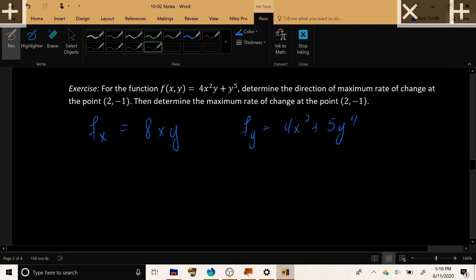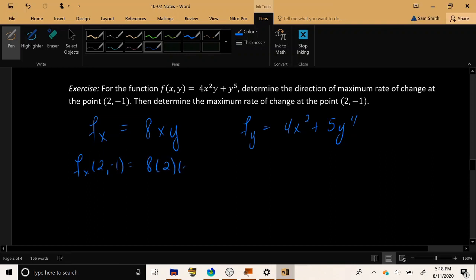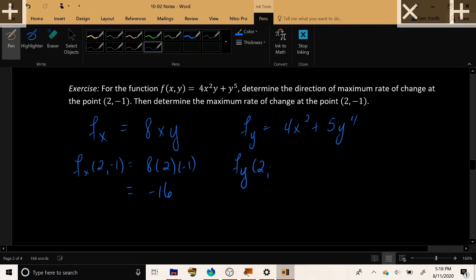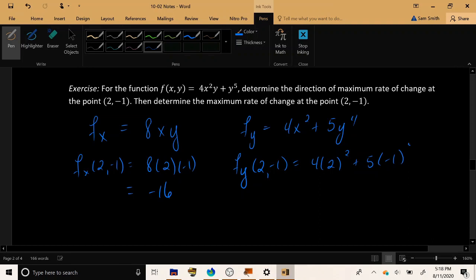And if we plug in the given point, (2, -1), then from the x derivative we get 2 times 8 times -1, which is -16. And from the y derivative, we get 4 times 2 squared, plus 5 times (-1) to the 4th power, which is 16 plus 5, which is 21.